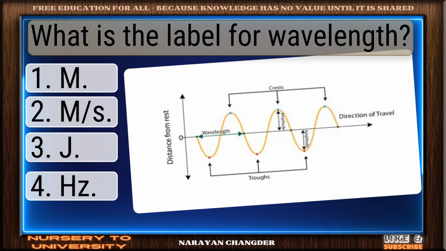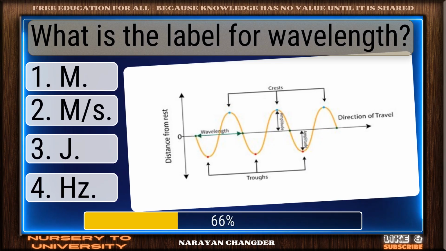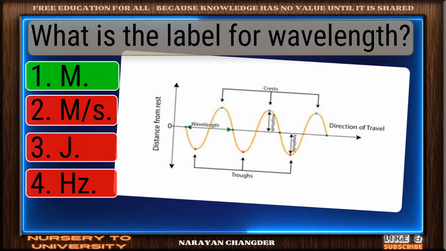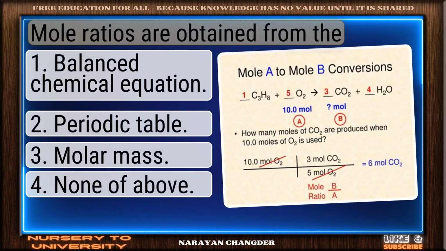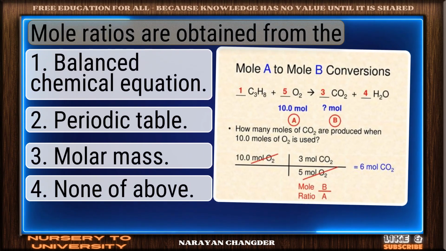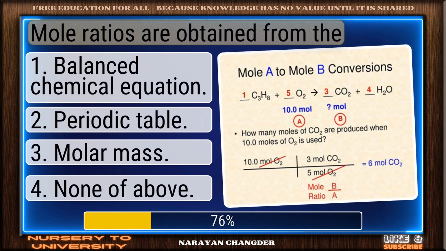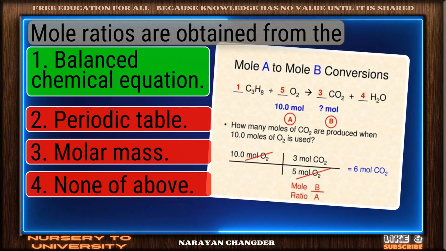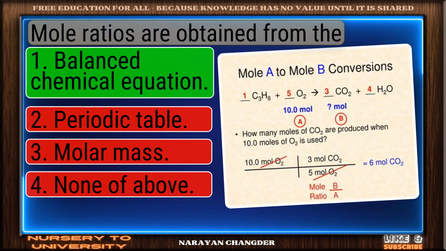What is the label for wavelength? You're right. M is the correct answer. Mole ratios are obtained from the... Well reasoned. Balanced chemical equation is the correct choice.